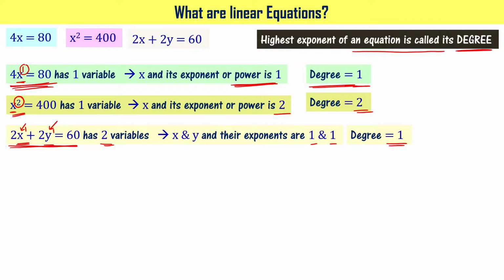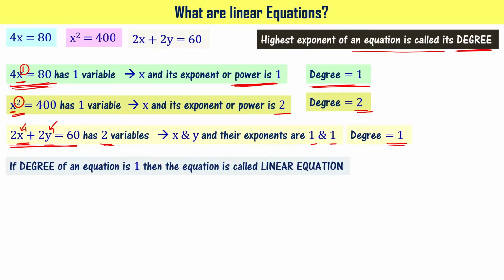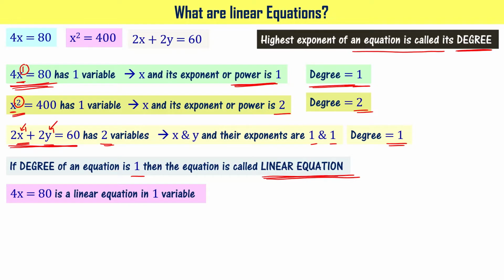You understood the degree? If the degree of an equation is 1, then that particular equation is called a linear equation. Please note this. If the degree of an equation is 1, then the equation is called a linear equation. So now you can say what is linear, what is not, right? 4x equal to 80 is a linear equation in one variable. Please note this. It is a linear equation in one variable. X square equal to 400 is not a linear equation because its degree is 2. Got it?